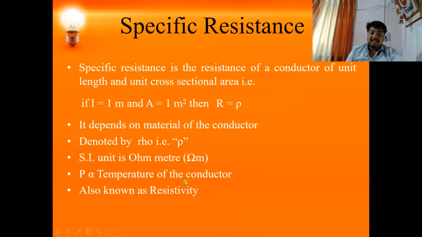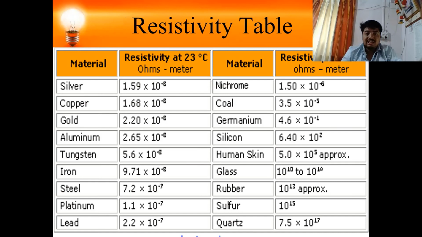Now, it depends on the material of the conductor. As I said earlier, it's denoted by the symbol rho. It has the unit ohm meter, which is the SI unit, and it is proportional to temperature. That's why while studying the resistance of any body, we always take all the physical phenomena as constant, that is temperature constant, pressure constant, and so on. So now, specific resistance is also known as resistivity, as I talked about earlier.